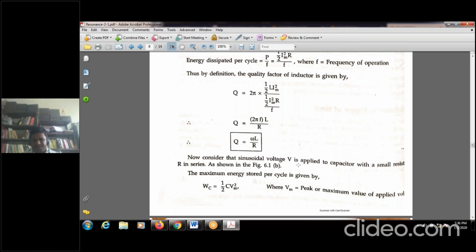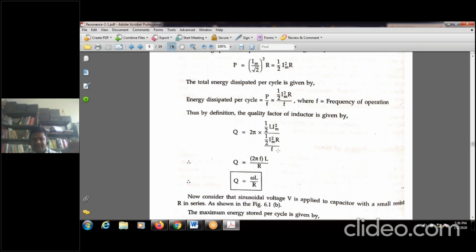This is for inductor. The quality factor of an inductor is directly proportional to omega L, where omega is equal to 2 pi F. Here the important observation is Q is directly proportional to F as well as L.